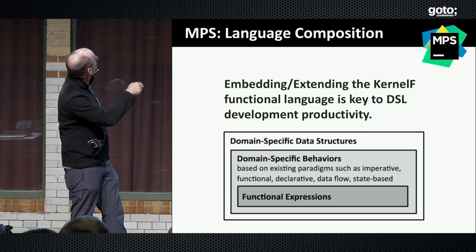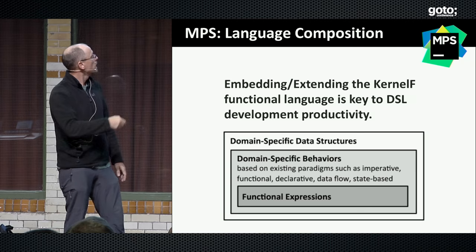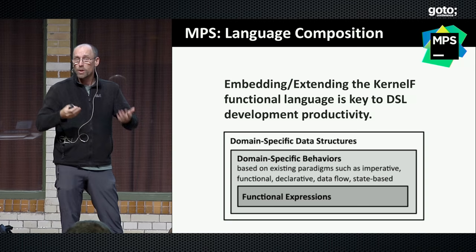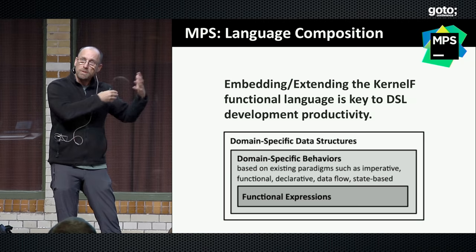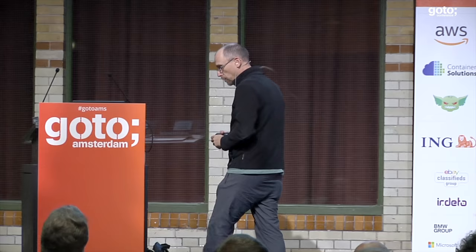For example, an insurance contract could be a domain-specific structure. It has rules inside of it that execute like in any rule engine, but then at the core you have these functional expressions. We've built a language called kernel F, like kernel as in core and F as in functional, that is intended to be used here. And essentially all of the languages we've built over the last few years embed this language.